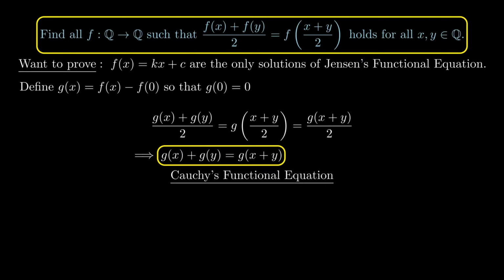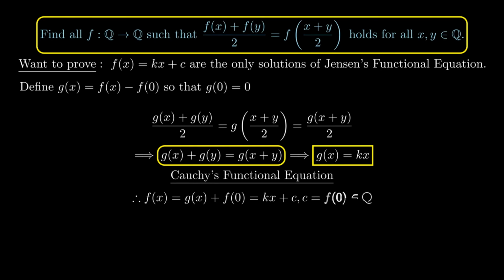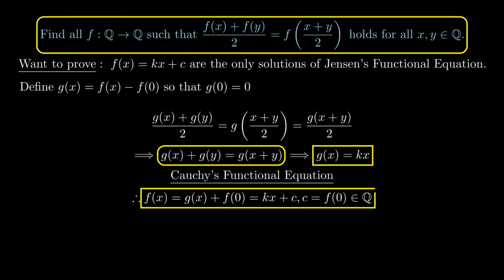And I'll use the result of Cauchy's functional equation, which says that if such a function g satisfies this equation over the set of rational numbers, then g(x) = kx, where k is a rational constant. Hence, f(x) = g(x) + f(0), which is equal to kx + c, where c = f(0), and it is an arbitrary rational number. So this proves that all solutions to Jensen's functional equation are in fact the linear functions.